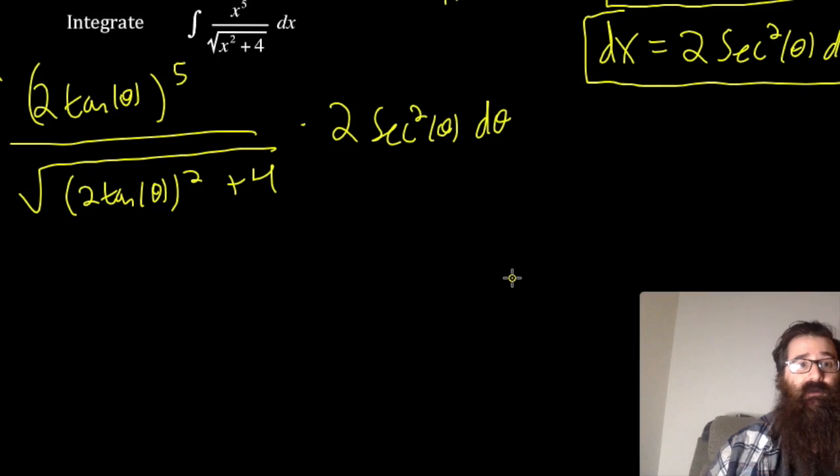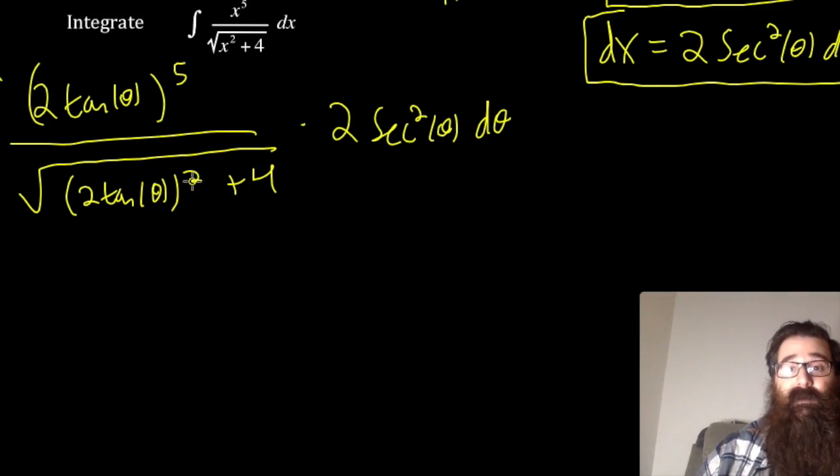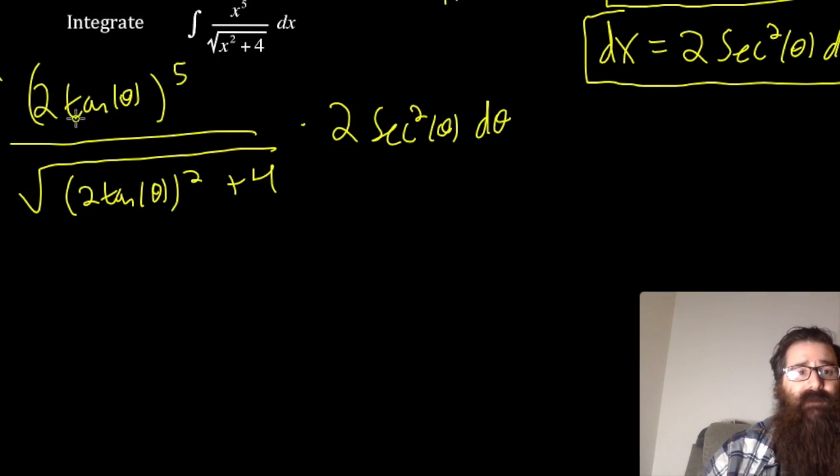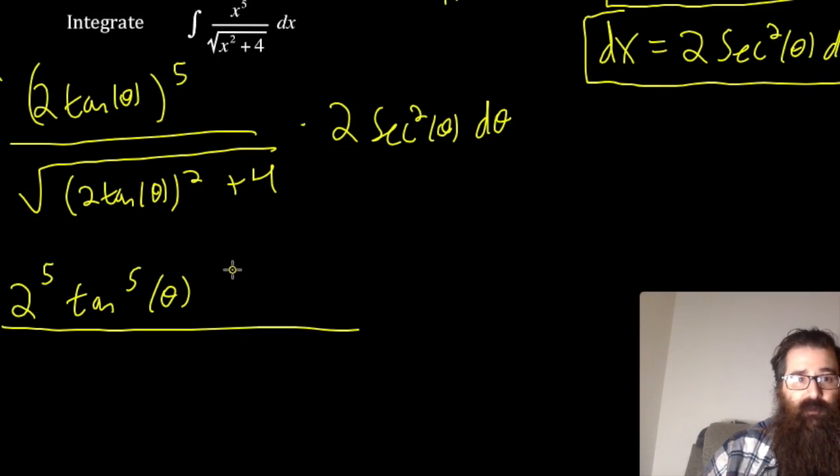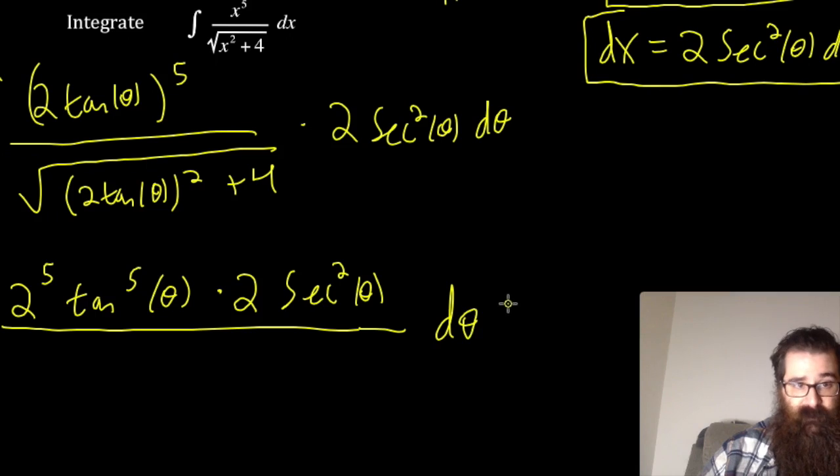Now, I have some work to do. I'm not ready to just integrate this. I have to sort of unravel it first a bit. So let's go ahead and expand this out. 2 to the 5th and then tangent to the 5th is really what we have. So 2 to the 5th, tangent to the power of 5 of theta. And then while I'm at it, I can bring this other 2 up there. I could join it with the 2 to the 5th, but I'm going to wait on that. And I also have a secant squared theta. I can write my d theta out to the side.